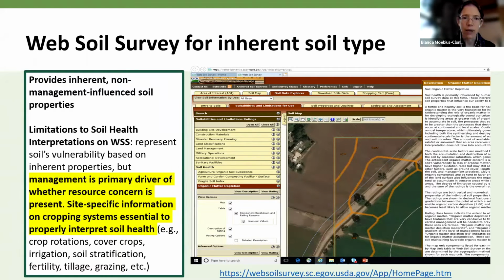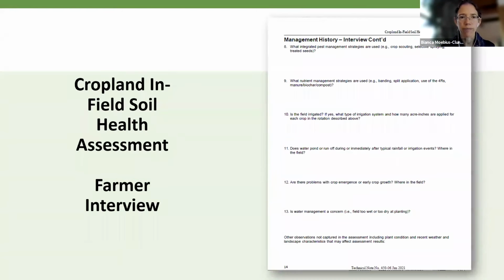Those kinds of things. But management is the primary driver of whether there's a resource concern, whether there's a management-related problem that can be fixed with management. And so the site-specific information is really important. Soil survey, even though they have some soil health interpretations in there right now, those interpretations are more about vulnerability. How likely is that soil to have certain kinds of issues? And there's some debate about how those can best be used. And so I just want you to be aware of that.